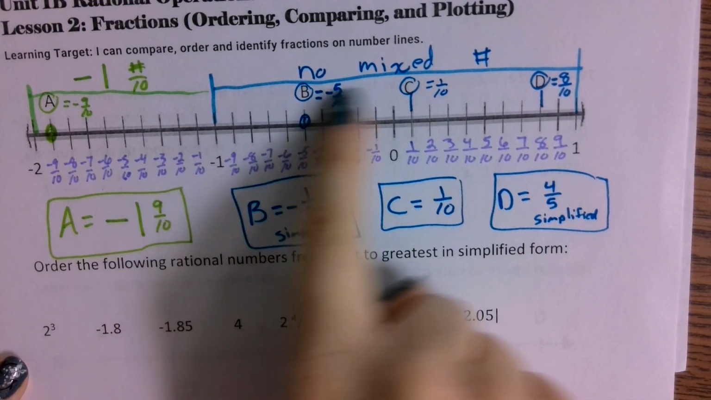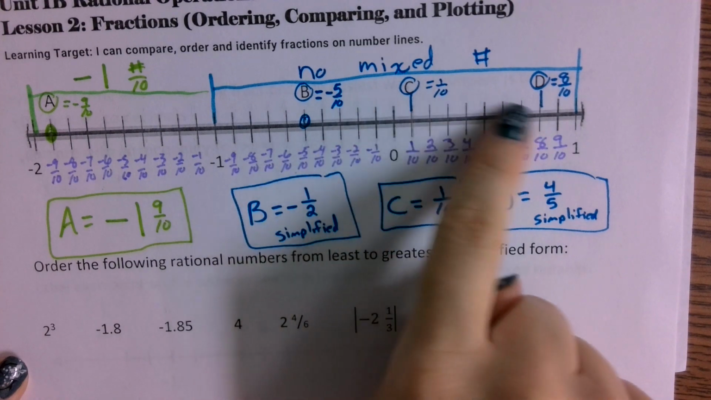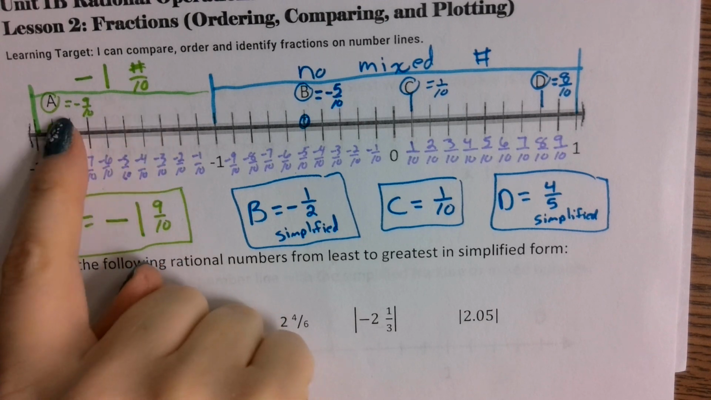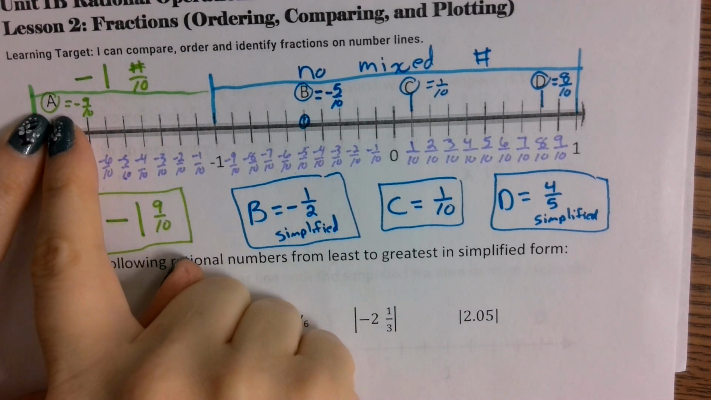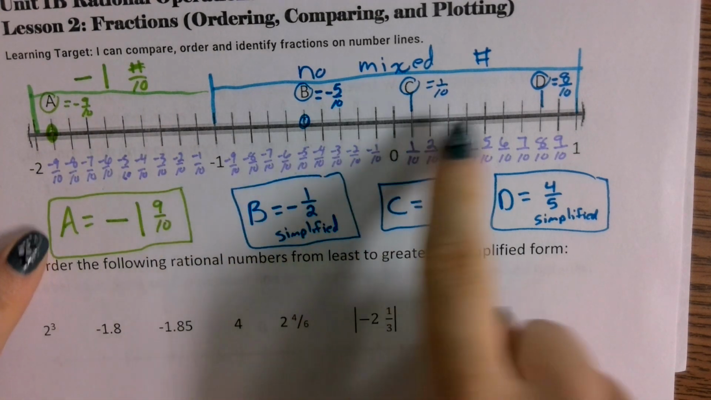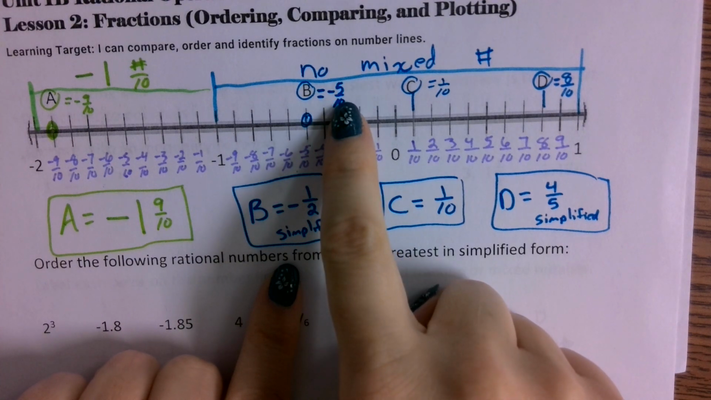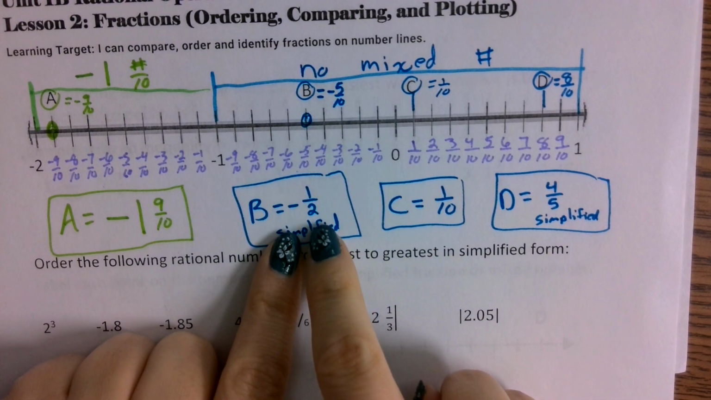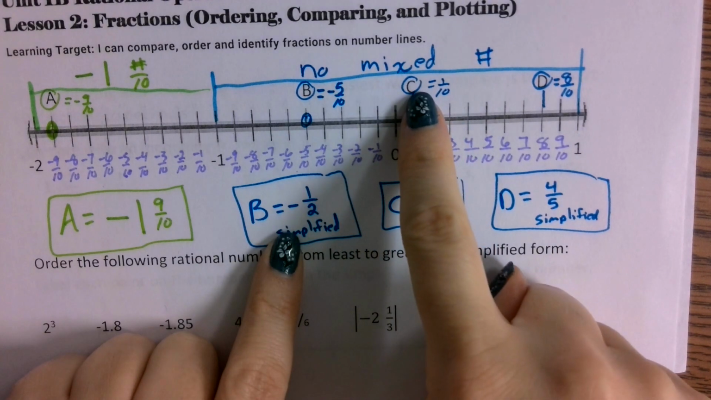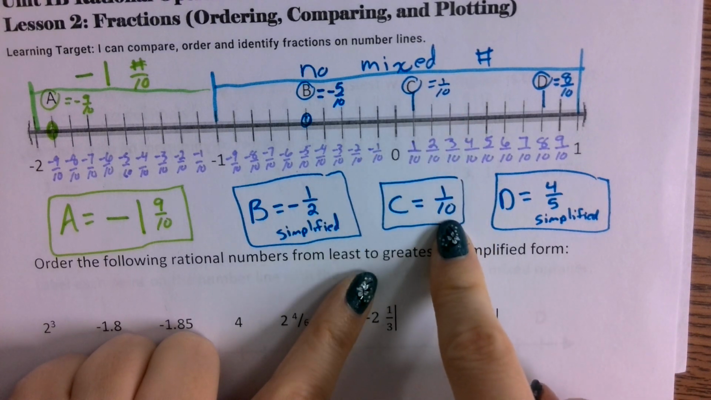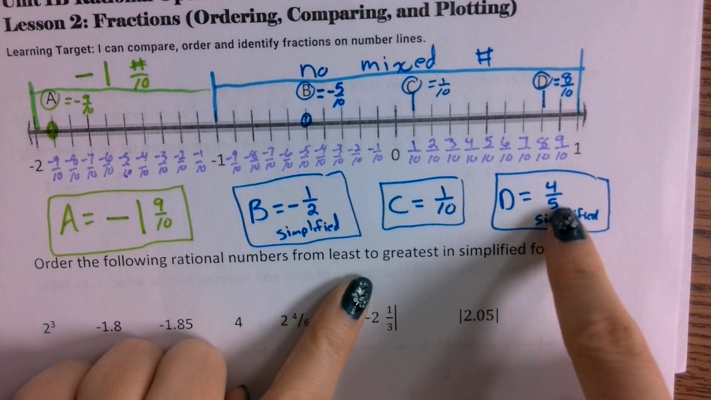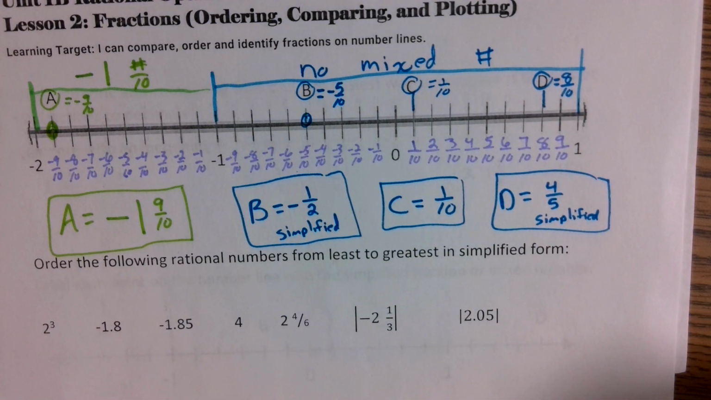We have this whole section right here that is not going to be a mixed number. It's just going to be a simple fraction. And then anything beyond that -1 mark is going to be a mixed number. Okay, so point A happens to be at -1 and 9/10. Point B happens to be at -5/10, but that simplifies. -5/10, if you plugged it into your calculator, simplifies to -1/2. C is at +1/10. And then D was at 8/10, but 8/10 can simplify to 4/5. So you always want to make sure that you're simplifying those.